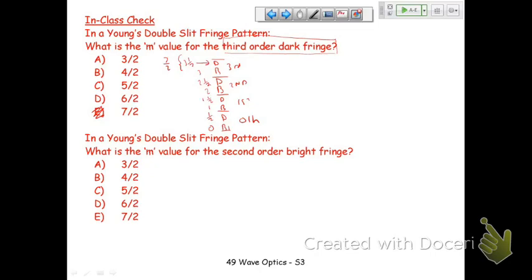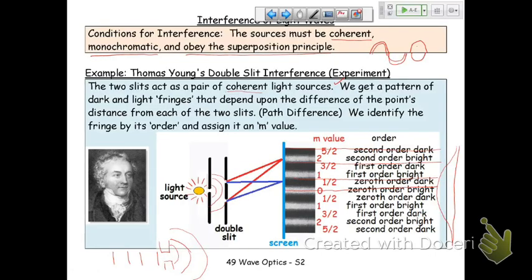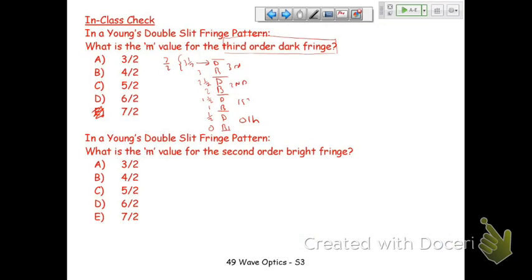So starting with that, let's go back and look at the diagram. Starting with the middle, we had the 0th order, and then we had 1/2. That was your 0th, bright and dark. Then we have 1 and 1.5. That's your first order. Then you have 2 and 2.5. That's your second order. 3 and 3.5 would be your third. 4 and 4.5 would be your fourth. Yeah. Cool. So that's what I'm carrying around in my head.